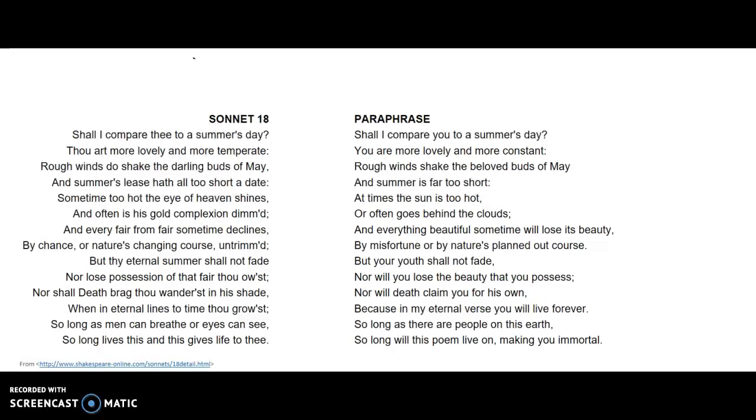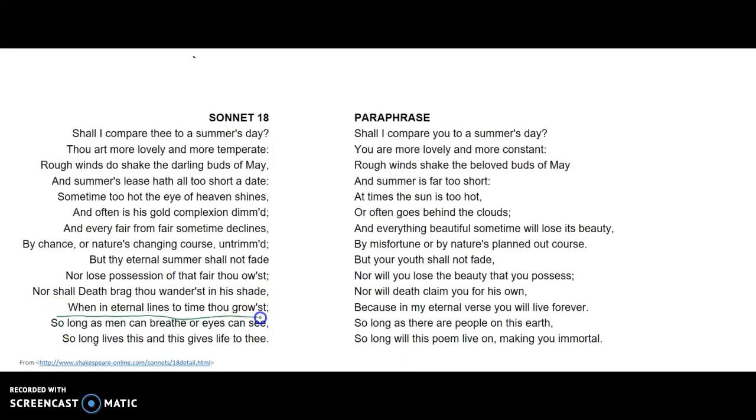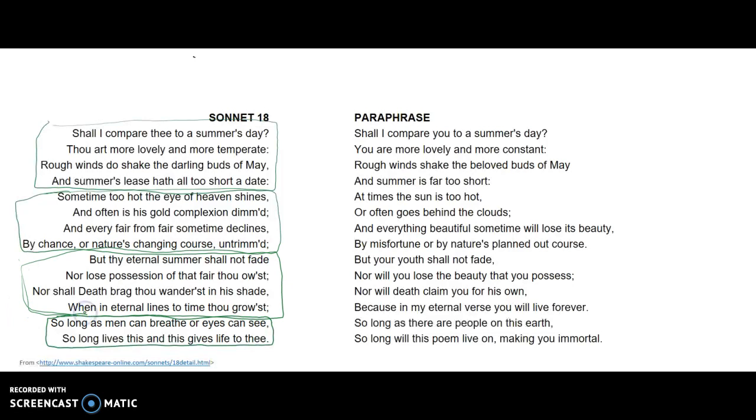First, let's talk about structure. Can you find the 3 quatrains and the 1 couplet? The couplet's the easiest to find. It always goes at the end. So here we have a couplet right here. And let's see if you can find the other quatrains while I do. 1, 2, 3, 4. 1, 2, 3, 4. And 1, 2, 3, 4. This follows the quatrain and couplet structure.